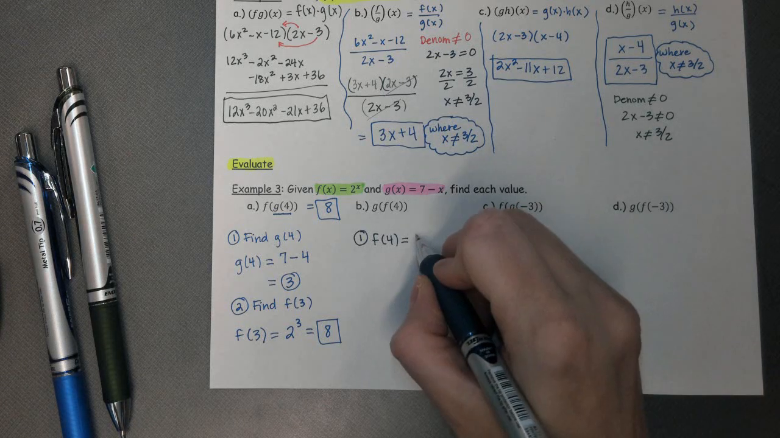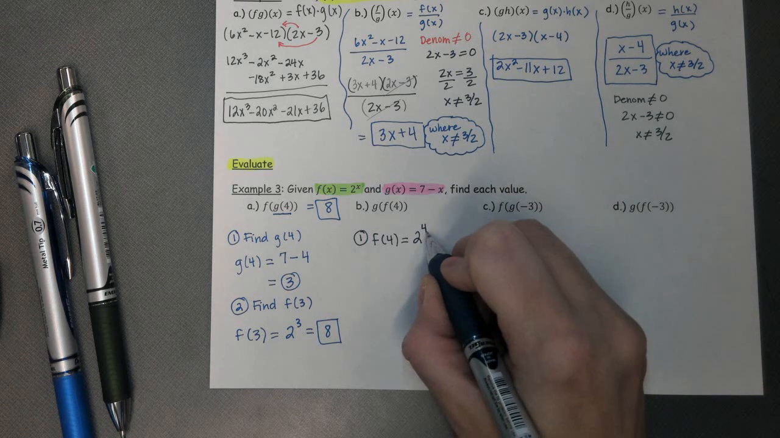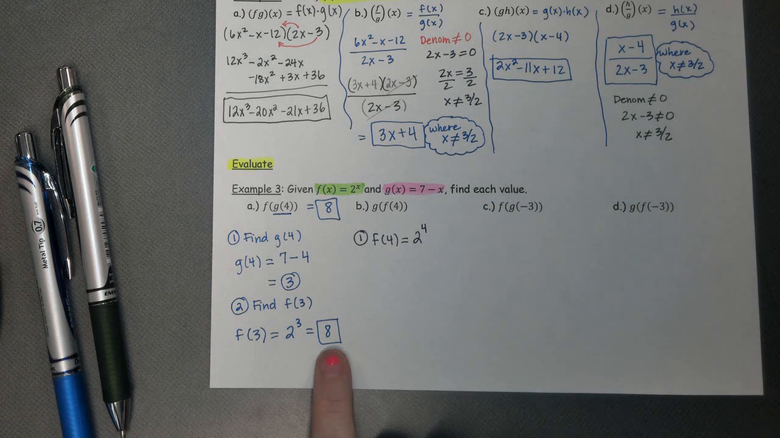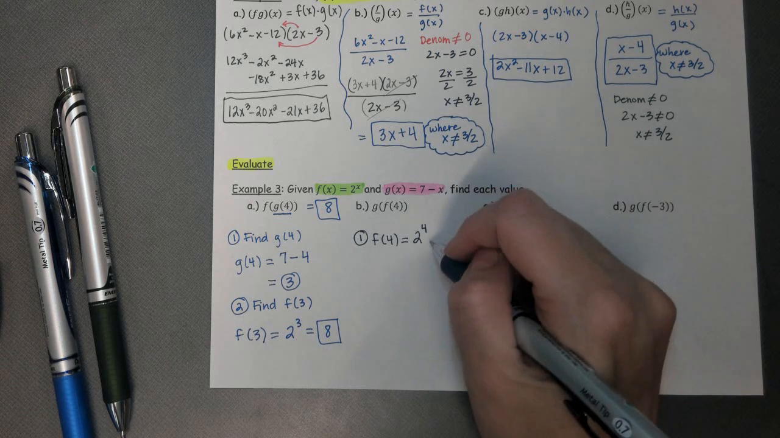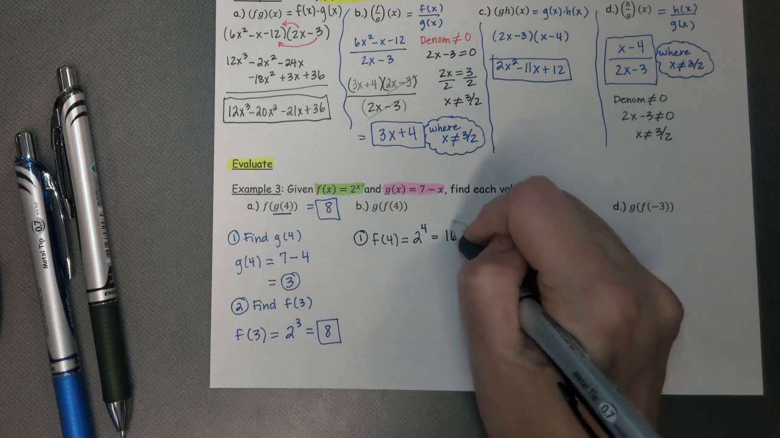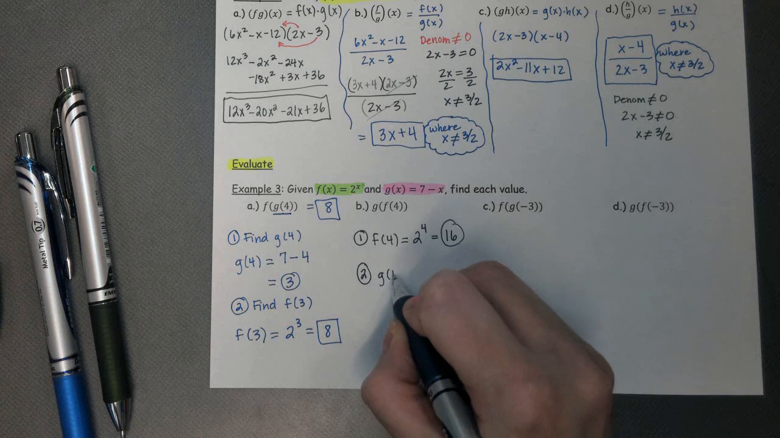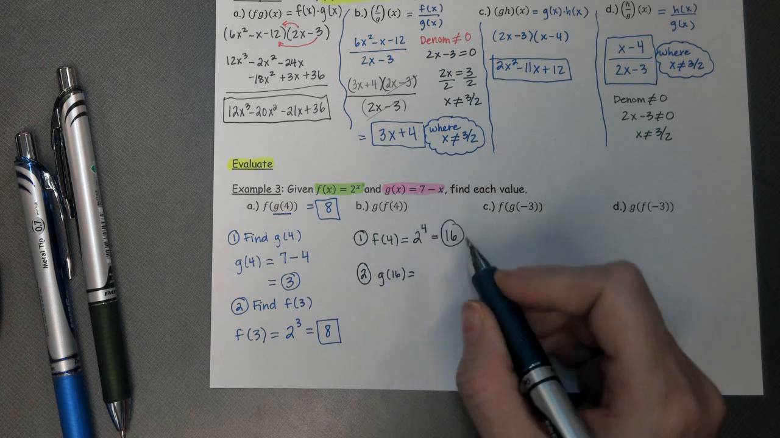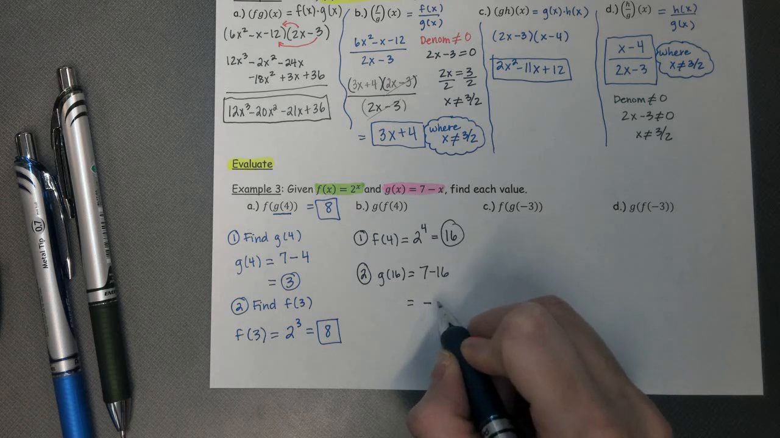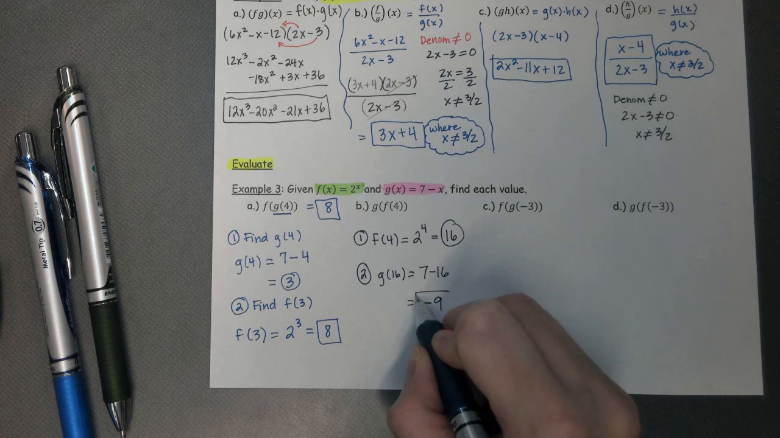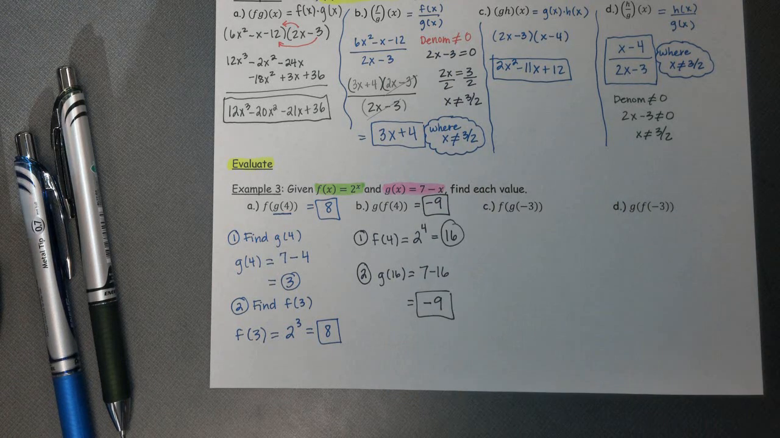So for f of 4, what did you get? Yeah, 16. So 2 to the 4th, remember, you just did 2 to the 3rd is 8, right? So isn't 2 to the 4th just 8 times 2? Then for step 2, you're going to do g of 16. So 7 minus 16 is negative 9. So your final answer is negative 9.